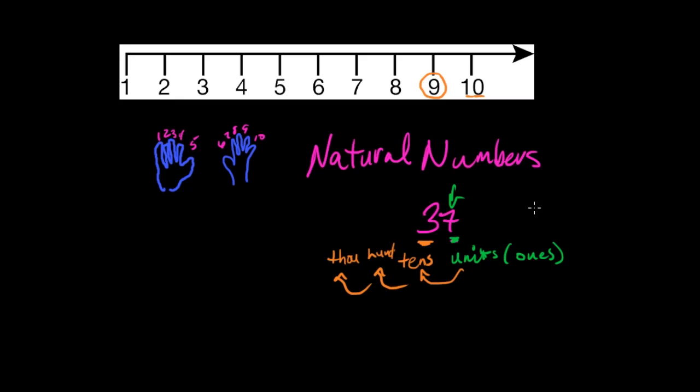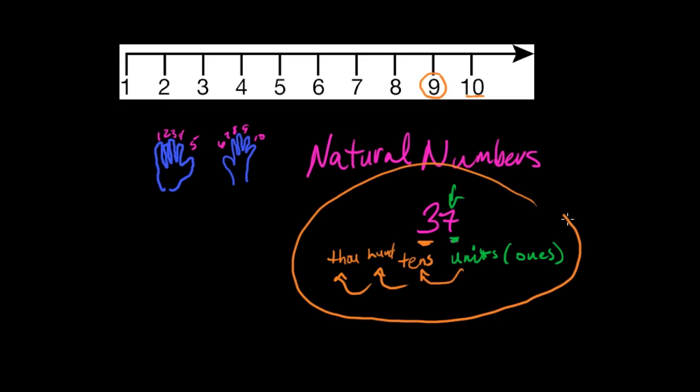Well, in order to be able to write out numbers the way we do, we have to add a second concept. And that concept is the concept of 0. So once we add 0 to our list of natural numbers, we're now dealing with a whole other set of numbers, no pun intended, called the whole numbers.